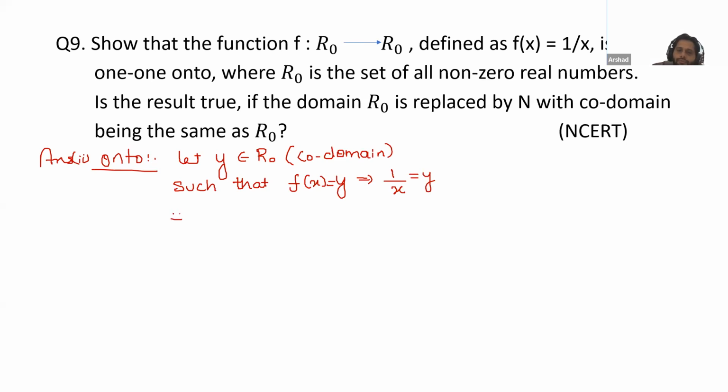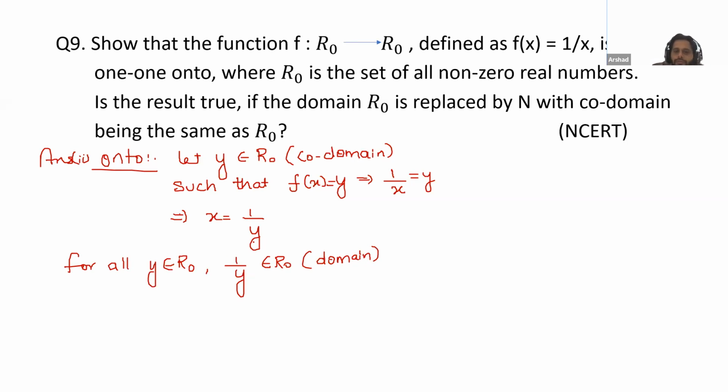Now, what we will do, we will find x in terms of y. So we will get 1 by y. Now, please check here for all y belongs to R naught, 1 by y belongs to R naught domain. Okay, please check here. In place of y, if you put any non-zero real number, then 1 by y will also be a non-zero real number. Okay, I hope this concept is clear to everyone now.